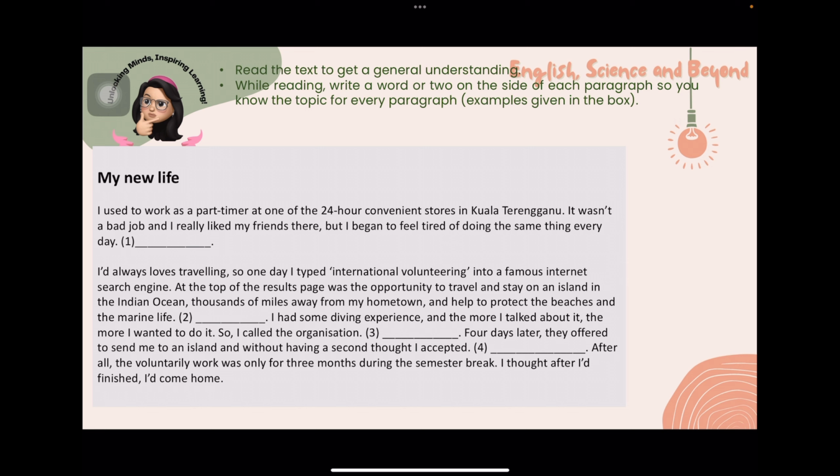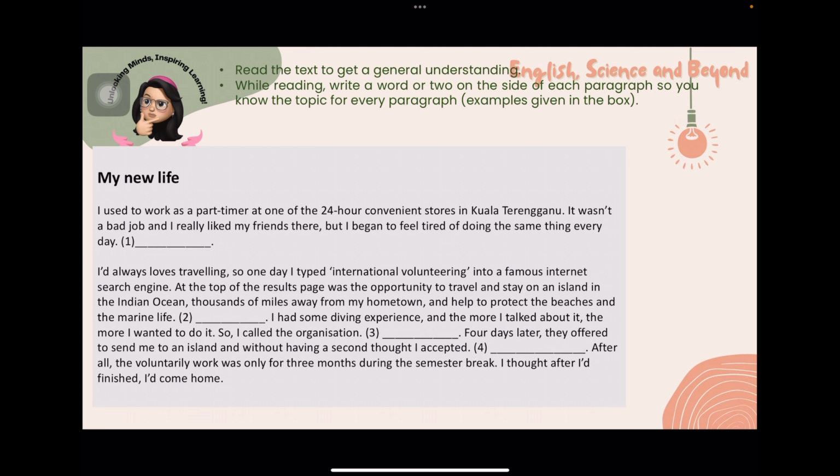The instruction will be to read the text to get a general understanding. Skim through this text, and then after that, write a word or two on the side of each paragraph so you know the topic for each paragraph. Because sometimes when you get overwhelmed with the information, once you move to the second or third paragraph, you forget the main idea that the author tries to convey in the previous paragraph.